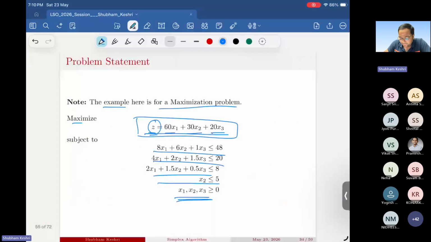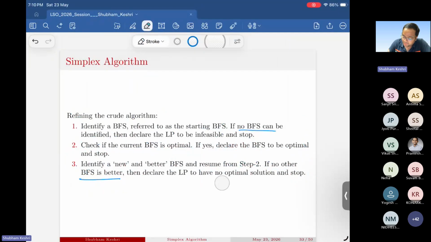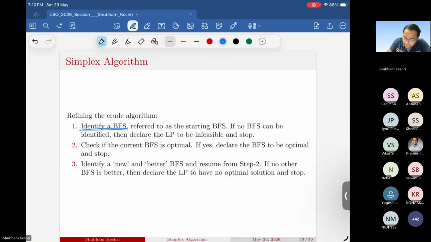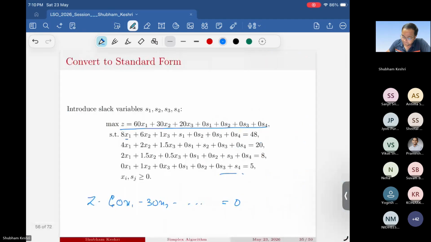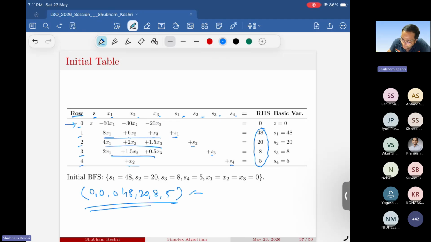You see, in our method, we had to identify one basic feasible solution. How are we doing it? We are just taking the slack variables as the basic variables. Over here, we are just taking this as the basic variables and we are putting this as 0. Once you put this as 0 in the canonical form, this will be your solution. So our solution is 48, 20, 8, 5, and the remaining 0. So this is 1 point, and this is a basic feasible solution. We have identified an initial basic feasible solution. Is it clear?